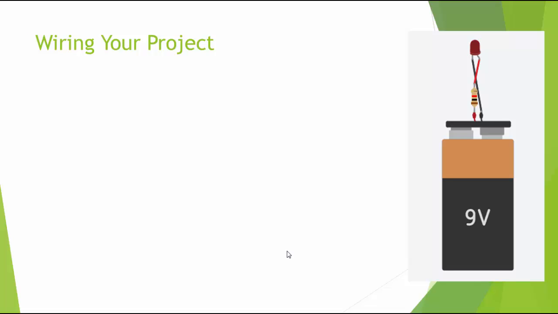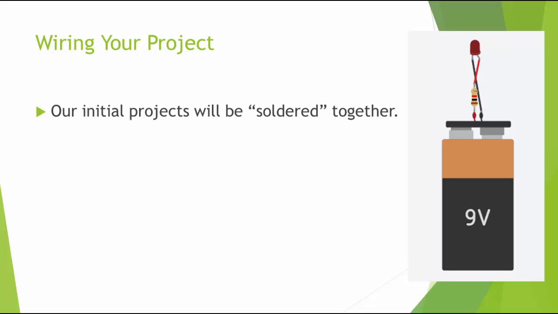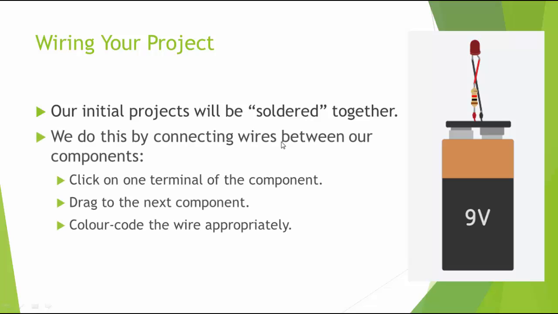Now, your components aren't inherently wired together, of course, when you place them in the project window. It's a little like throwing them on a table. They're not wired together once you put them in the project window. Our projects initially will mimic a soldered project. So we will simply use wires to connect things together. The difference between that and a breadboarded project will become obvious in subsequent videos. So what we'll do is connect wires between our components in the appropriate order. To do this, click on the terminal of a component, drag to the next component, and then the pop-up window will allow you to color code your wire, and you should color code it the way you would in the laboratory so that it's clear what things are doing.